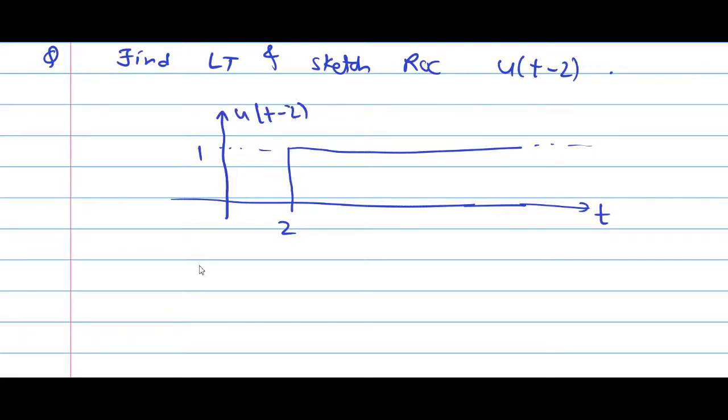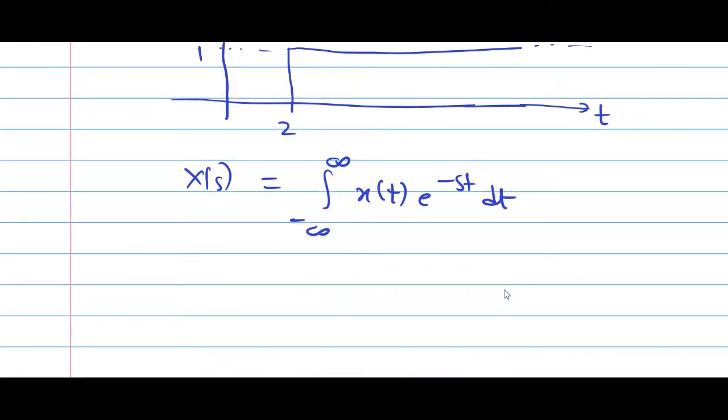So use the definition of Laplace transform. X(s) equals integration from minus infinity to infinity of x(t) e^(-st) dt. But here our signal is present from 2 onwards, so the integration limits will be 2 to infinity. Amplitude is 1, e^(-st) dt.